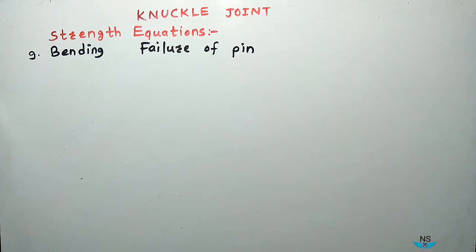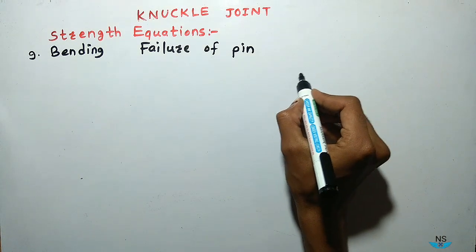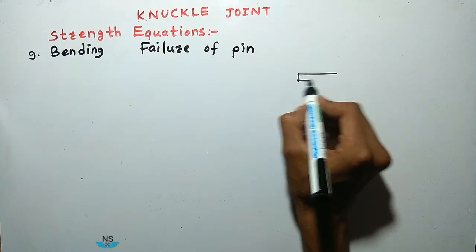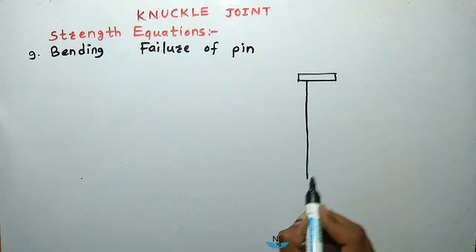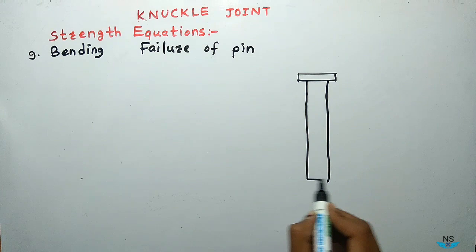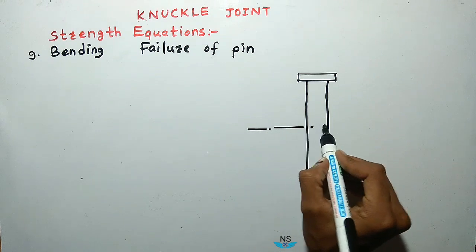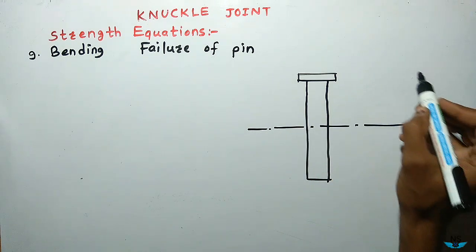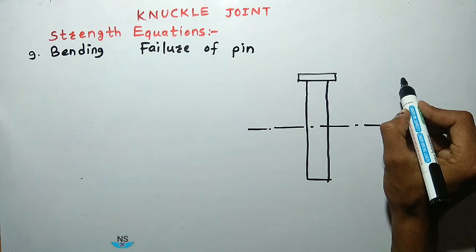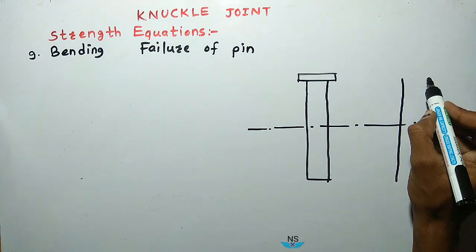Now the ninth strength equation is bending failure of pin. Like before, here in the knuckle joint, bending failure of the knuckle pin will take place. So let us draw the diagram. This is the knuckle pin. Now this is the center axis. I am drawing another diagram here.